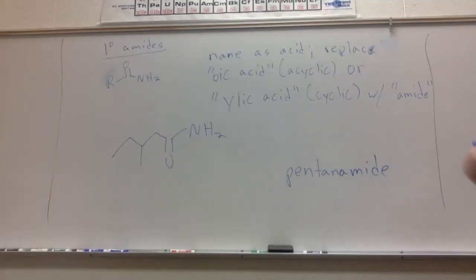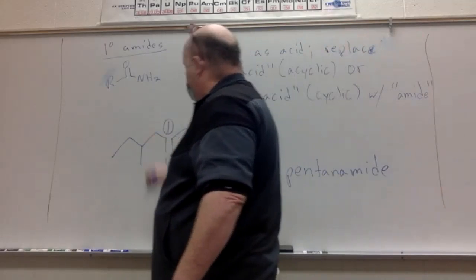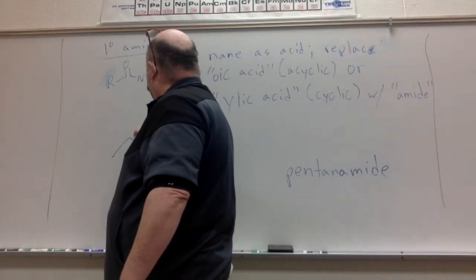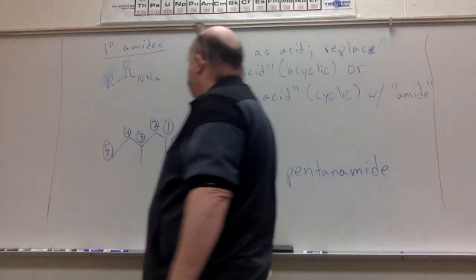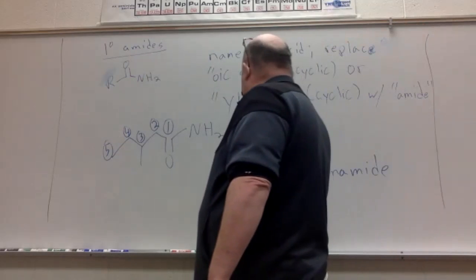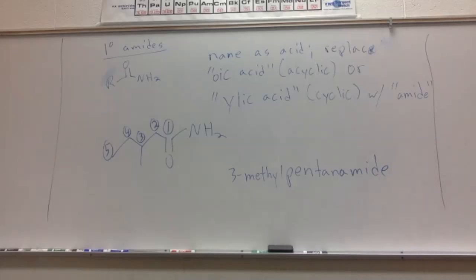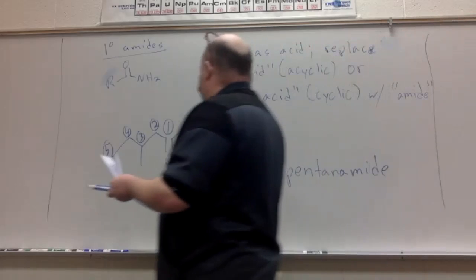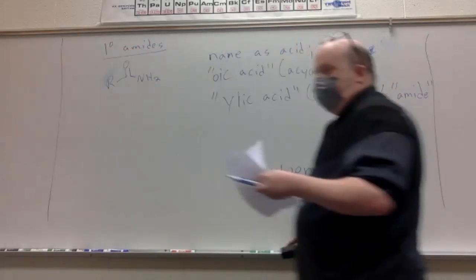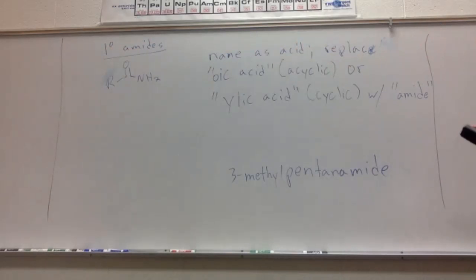Pentanamide. Just like with any of the other acid derivatives, you're always going to number this carbon as number 1. And we have a methyl group coming off of number 3. So that is 3-methylpentanamide. Yeah. So make sense? Any questions? All right, let's try a cyclic one. Remember, cyclics have those weird other rules in them. Can I erase this?